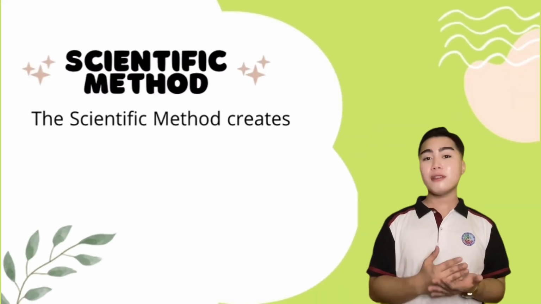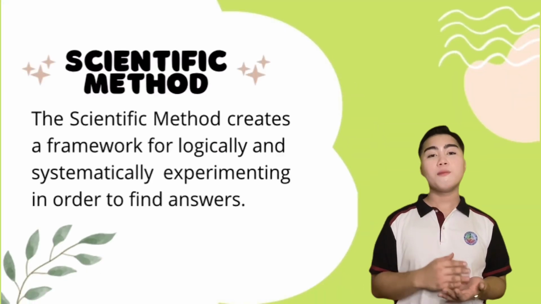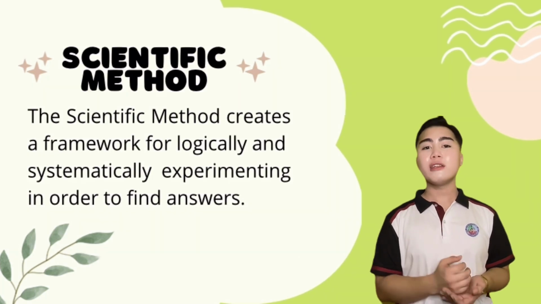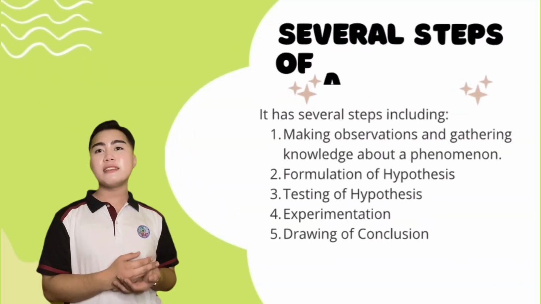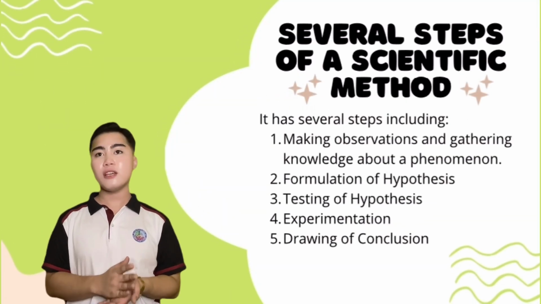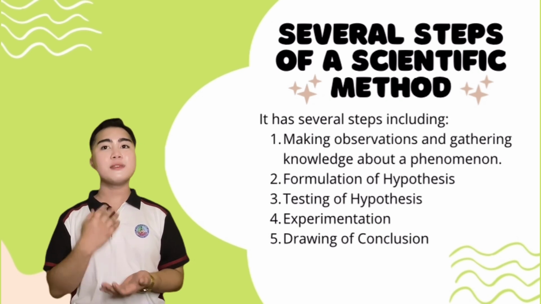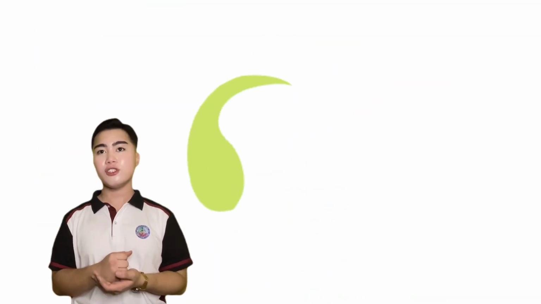The scientific method creates a framework for logically and systematically experimenting in order to find answers. This has several steps, including making observations, formulation of hypotheses, testing of hypotheses, experimentation, and drawing of conclusions. In this video, we will look at each step of the scientific method in much more detail.